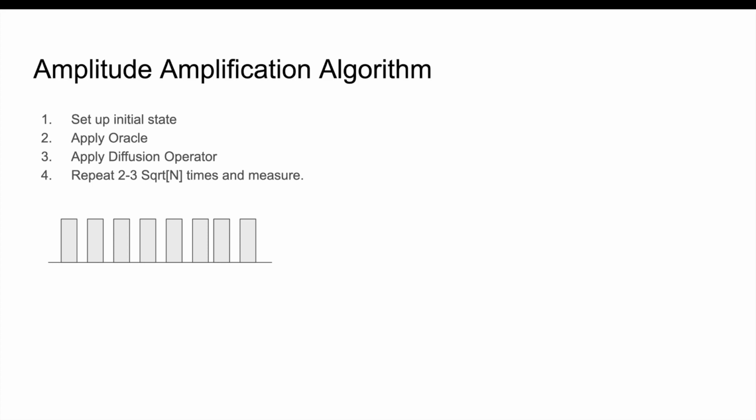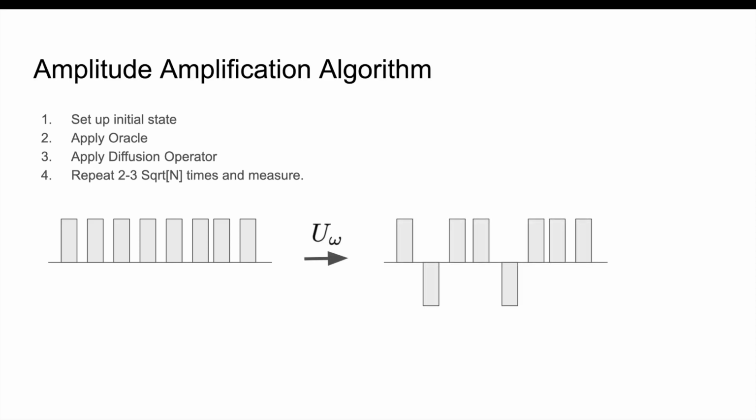We set up the initial state, the superposition of the first 10 box indices. And here we have a graphical representation of these associated amplitudes. We apply the quantum oracle function, which phase flips indices 2 and 5.